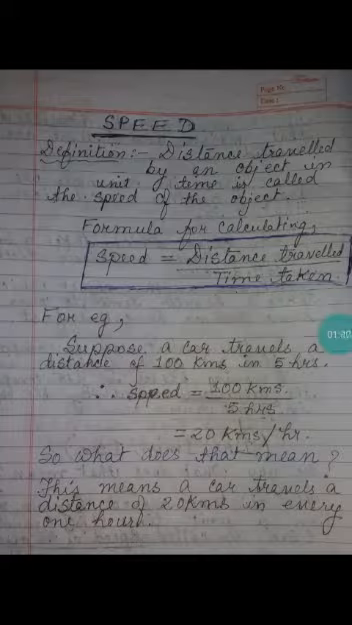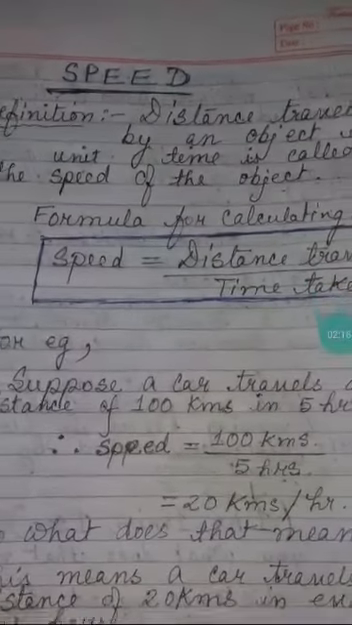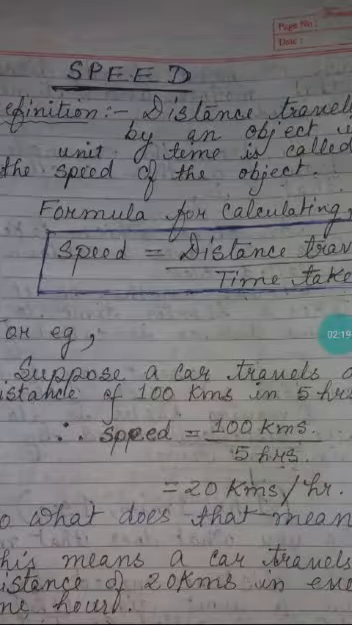Here is the formula for calculating speed. See, speed equals distance traveled divided by time taken. What does that mean? We will see that with an example. For example, suppose a car travels a distance of 100 kilometers in 5 hours. I repeat, the car travels a distance of 100 kilometers in 5 hours. So, what will be the speed of the car? This is the basic formula for calculating speed, right? So, speed equals distance traveled divided by time taken.